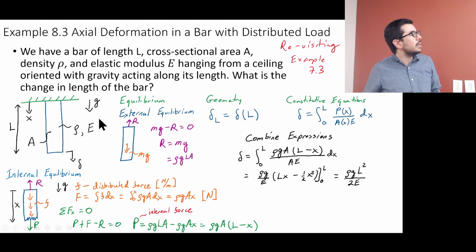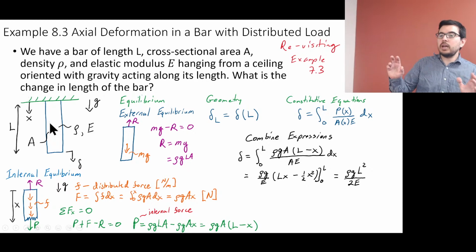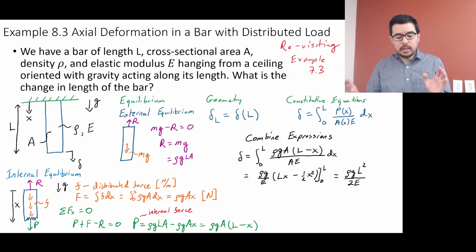That means that this bar, forget about the distributed gravity for a second. Just think, it's a bar. It has some mass, and gravity is acting on it. So the entire bar has to be held up by some force, R. So if I do external equilibrium, we have mg minus R is equal to 0. R is equal to mg.